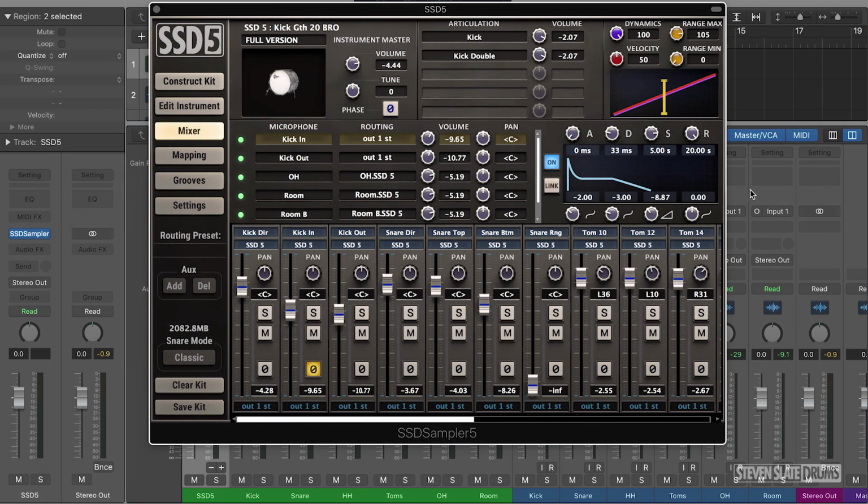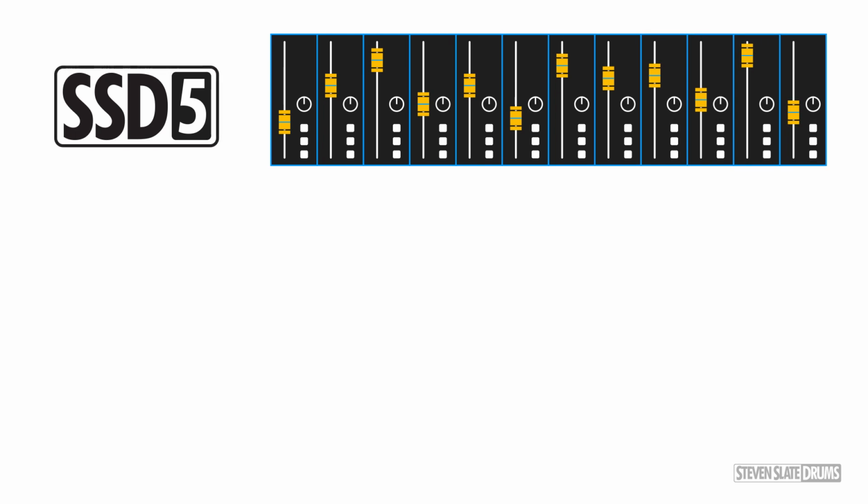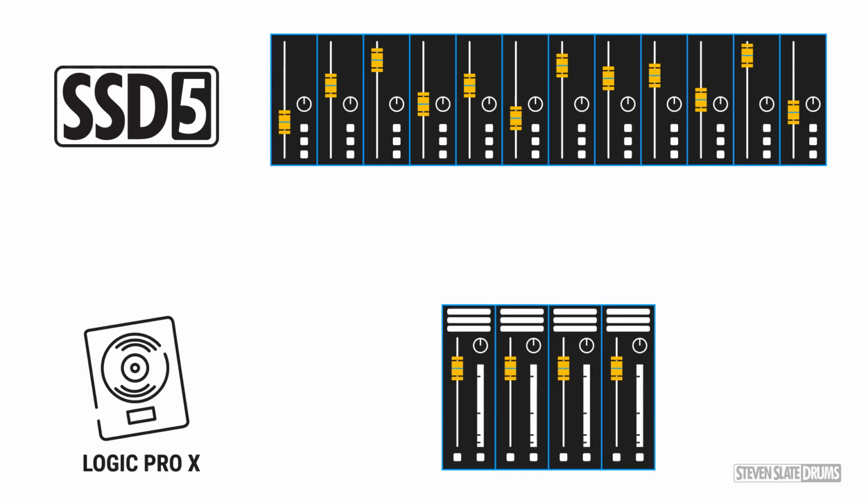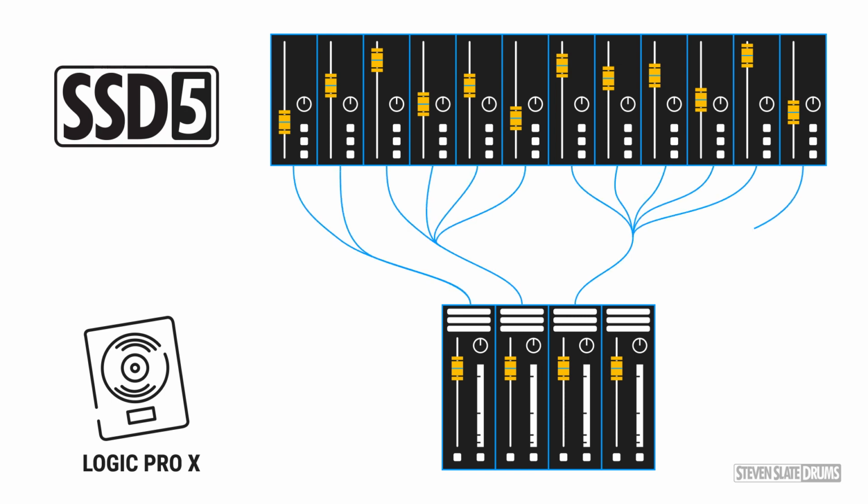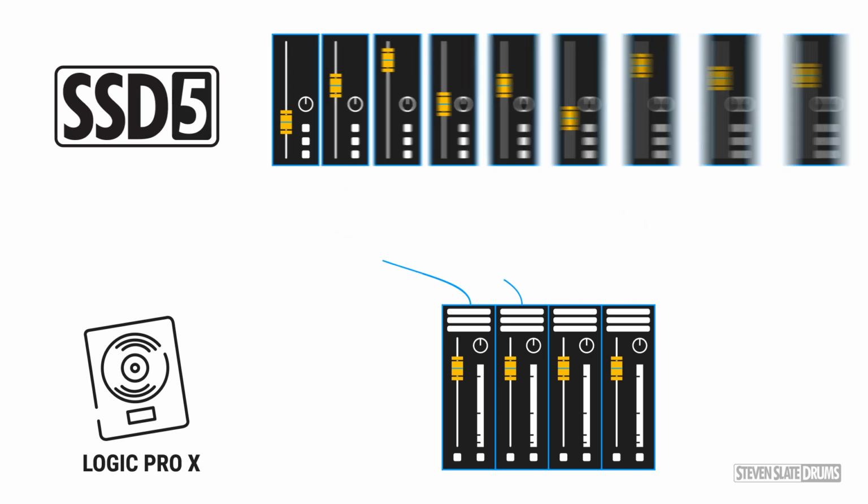Now we need to take care of the routing in order to get the audio out of SSD5 and into the appropriate track. We're going to be setting the output for all of the tracks we want in the SSD5 mixer to a specific output, and then setting the input of the audio tracks we created in our DAW to the same output from SSD5. So all of the kick tracks would go out 2 stereo. All of the snare tracks will go out 3 stereo, and so on. Let's look at how we're going to do this in our DAW.